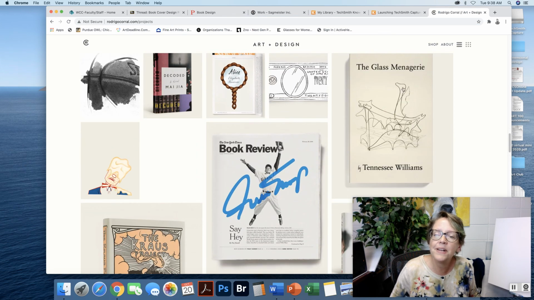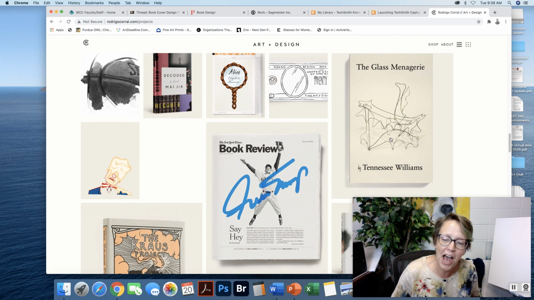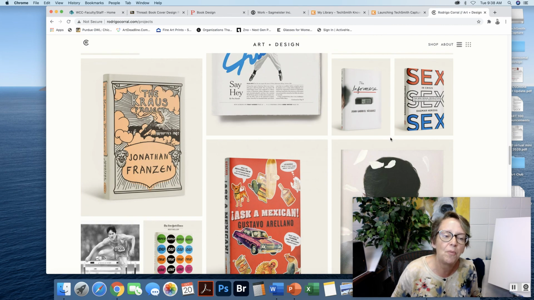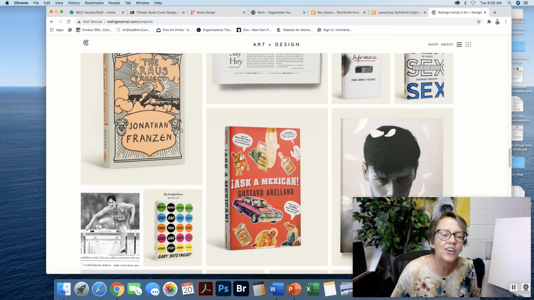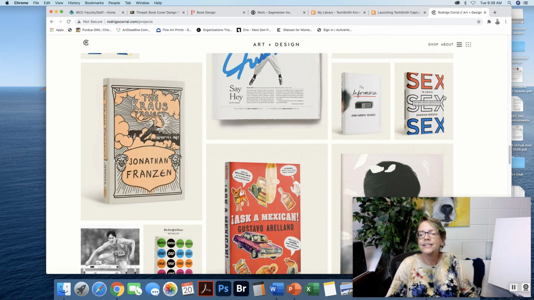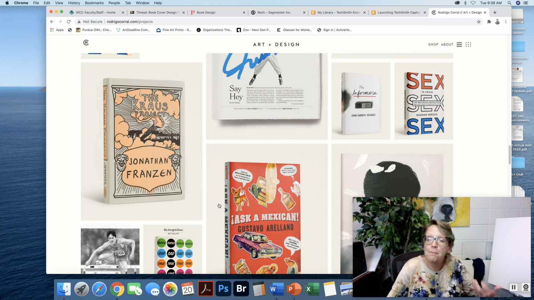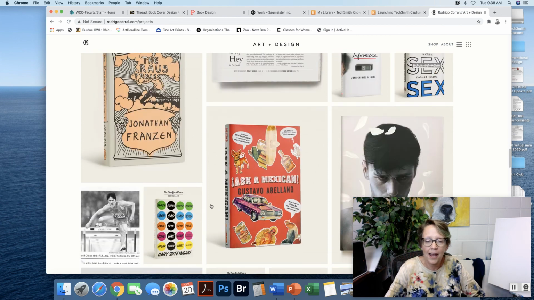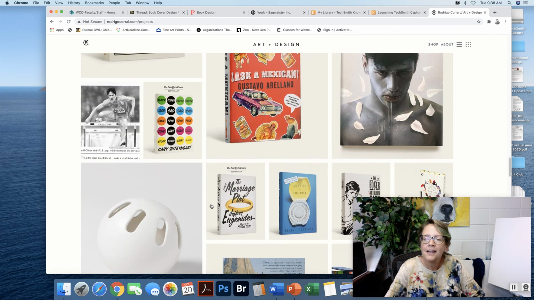Here's The Glass Menagerie. I actually bought this cover of The Glass Menagerie. I own this actual book. Again, look at these. You guys can draw. Make your cover a drawing that's you. Look, sex, sex, sex. It could be a book about anything, all right? And I would buy it, okay?